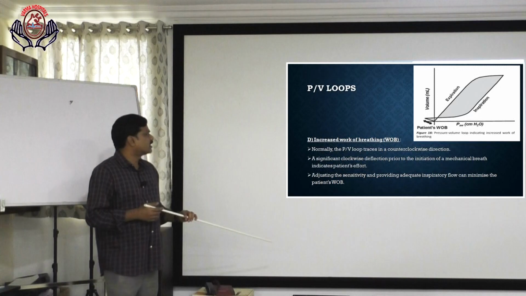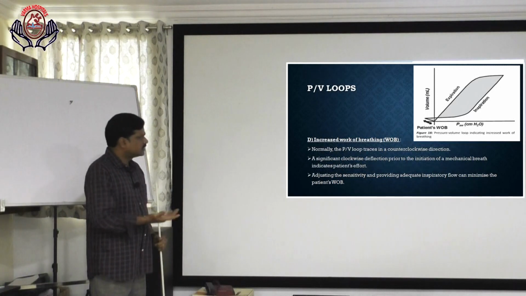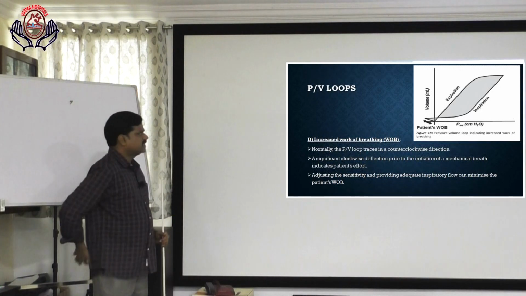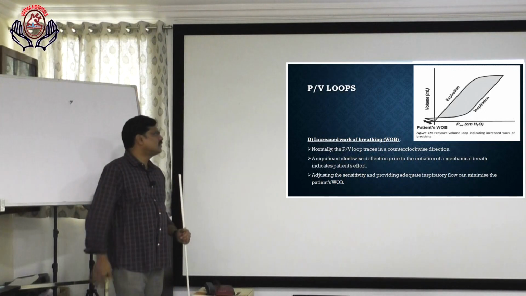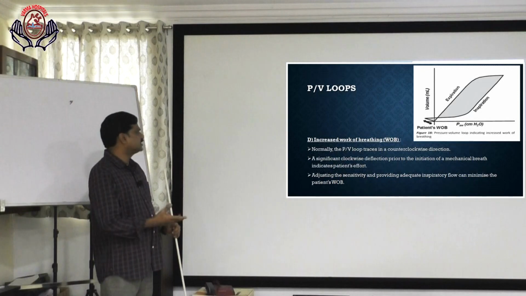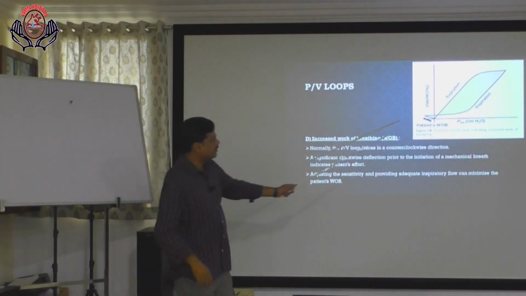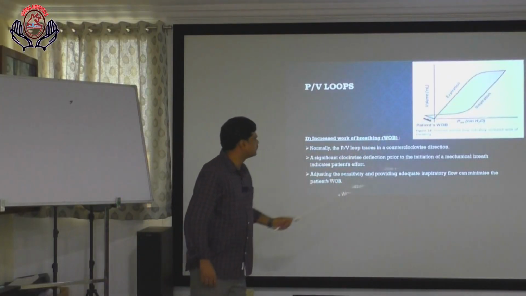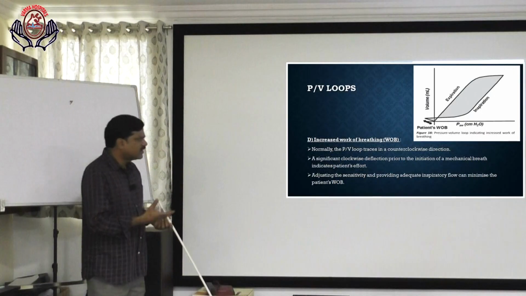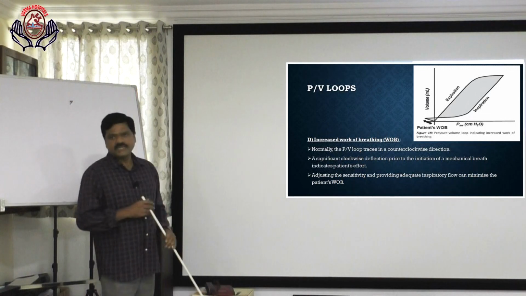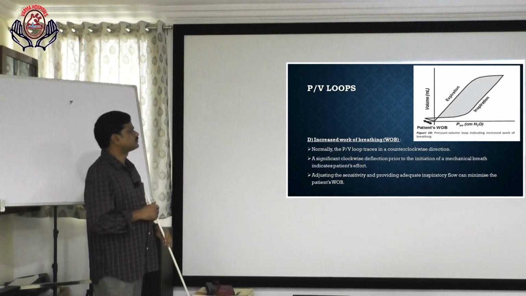Increased work of breathing. Normally, the PV loop traces in a counterclockwise direction. A significant clockwise deflection prior to the initiation of the mechanical breath indicates the patient's effort. This is the patient's work of breathing. Adjusting the sensitivity and providing adequate inspiratory flow can minimize the patient's work of breathing.